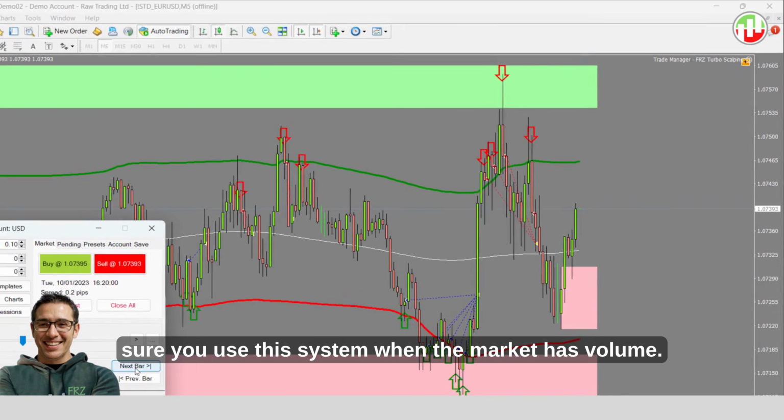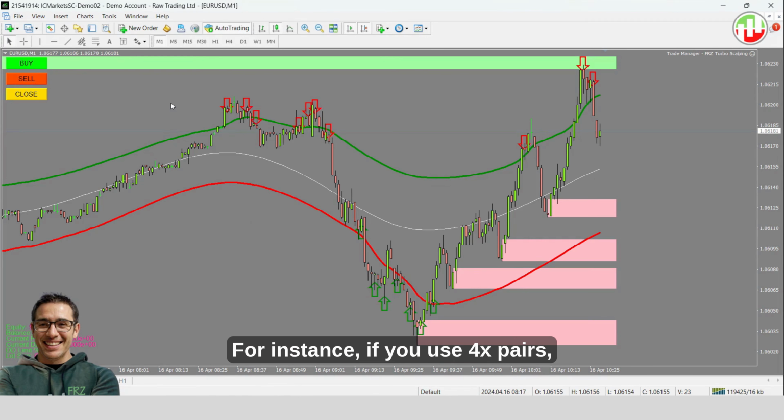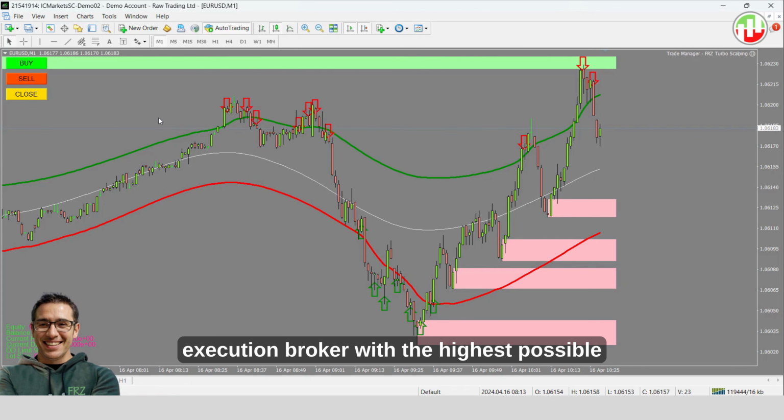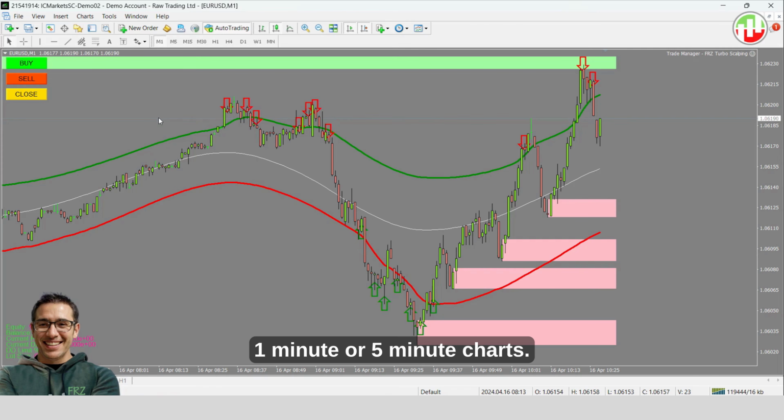Please make sure you use this system when the market has volume. For instance, if you use Forex pairs, you can use London session. Also, make sure you use a low-spread, fast execution broker with the highest possible leverage. You can use any time frame, but we recommend you use lower time frames, like 1 minute or 5 minute charts. Also, follow the lot sizing guidelines.